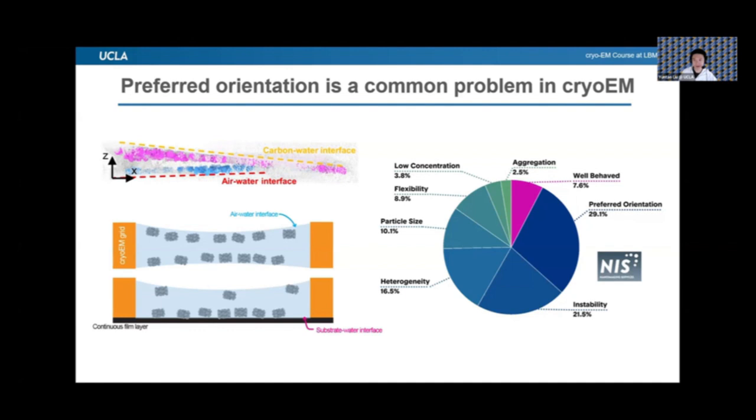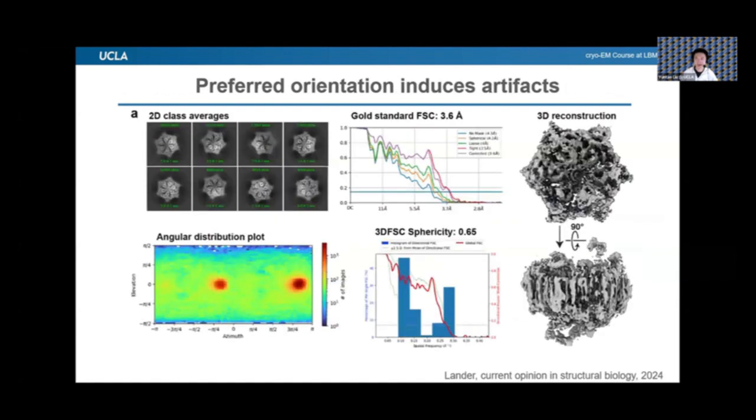This causes a problem because the particle tends to stick to the interfaces with particular orientation. So it causes the preferred orientation. It is a single most important problem if you haven't got a very good structure from the single particle: in 30% of probability you get the preferred orientation problem. Basically, the preferred orientation problem is similar to the missing wedge, where you are missing some information from some of the views.